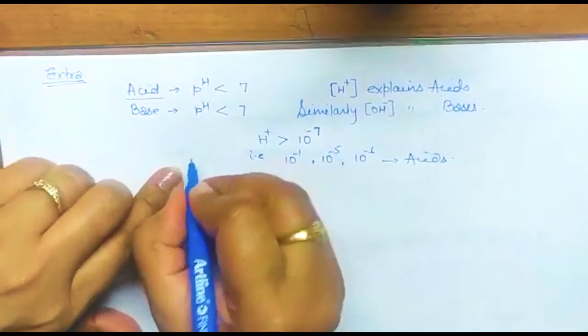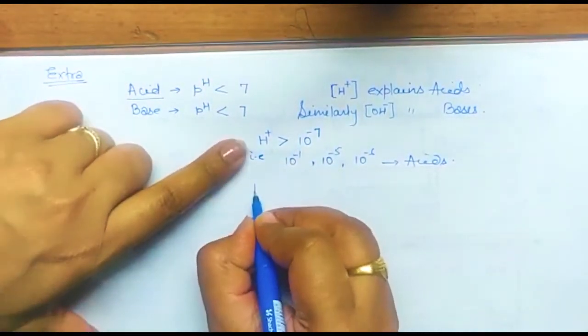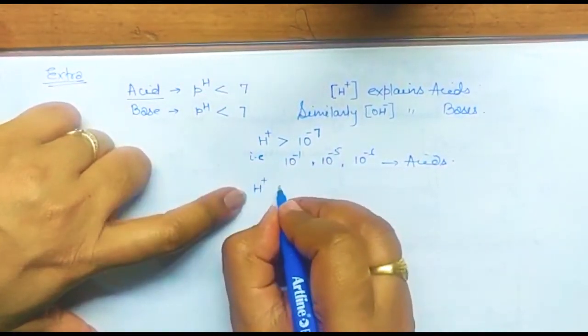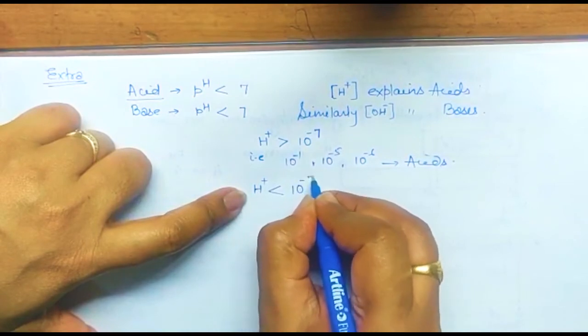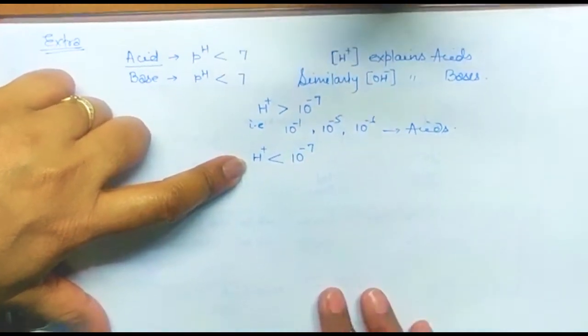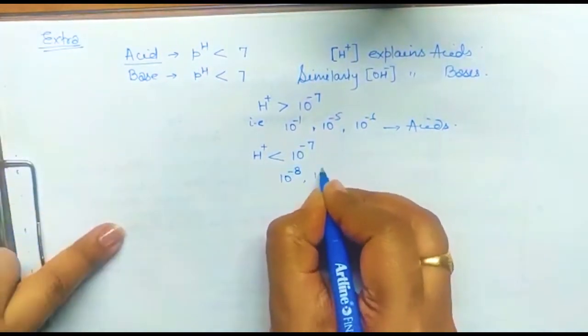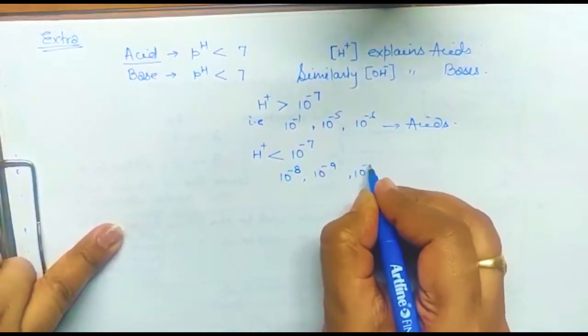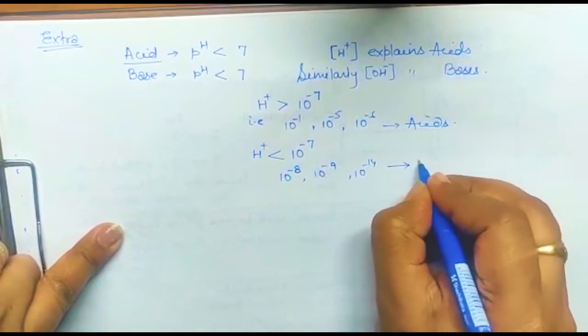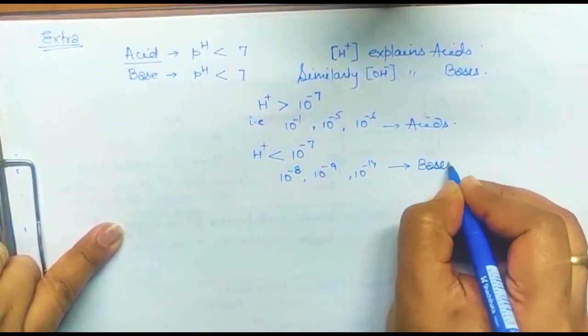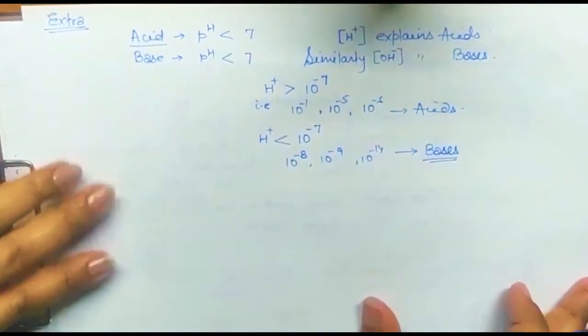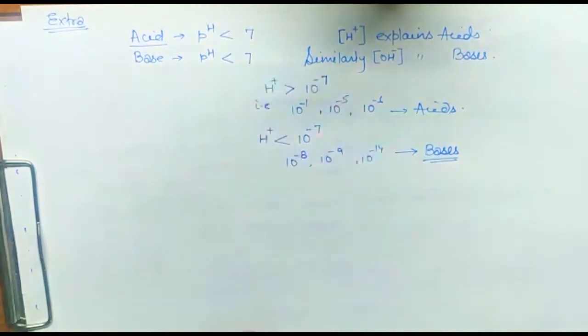So for this acid, okay. Now if this H plus ion concentration is less than 10 to the power minus 7, got it? Less than, as for example 10 to the power minus 8, 10 to the power minus 9, 10 to the power minus 14, like this, then it will be considered as bases. I hope it is clear. Yes. So this was only H plus ion.